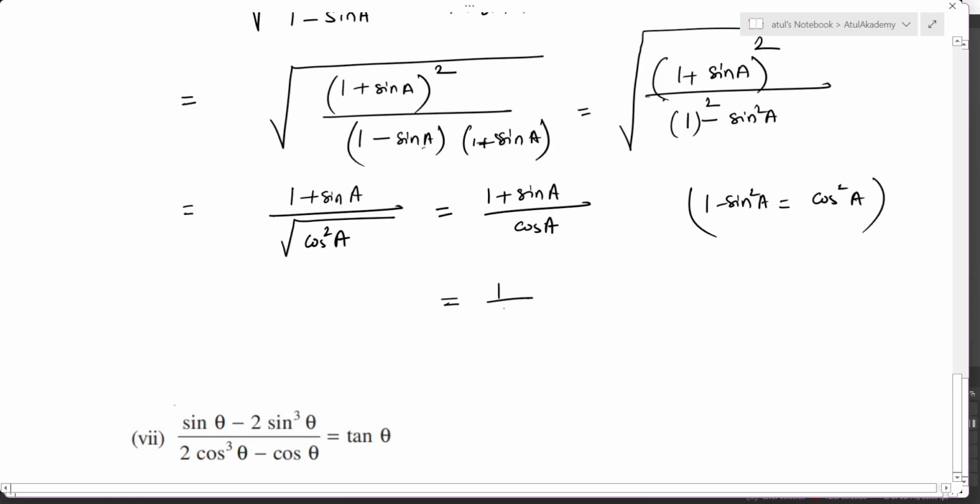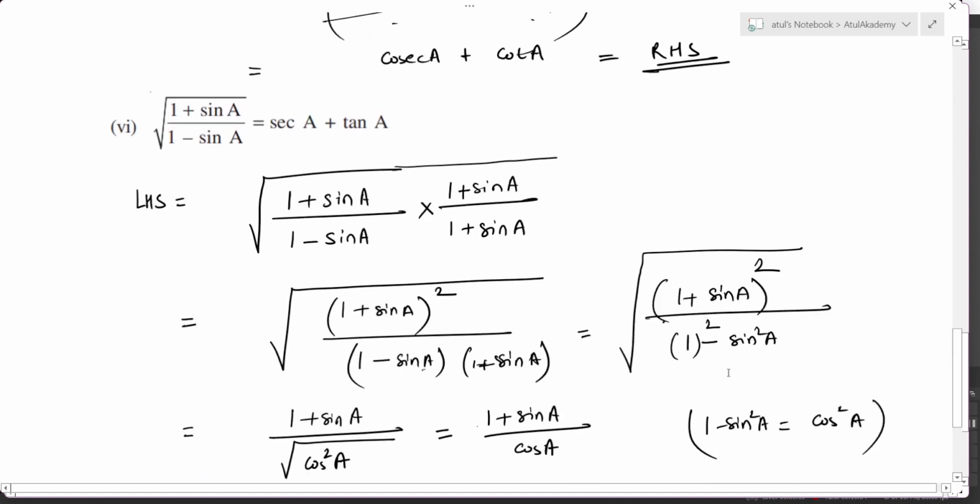So let us change this now. I can also write it as 1 by cos A plus sine A by cos A. I just separated it. The denominator goes to both the numerators. So 1 by cos A is secant A. Sin A by cos A is tan A. And this is the RHS that we have to prove. So we got this thing equals to secant A plus tan A.